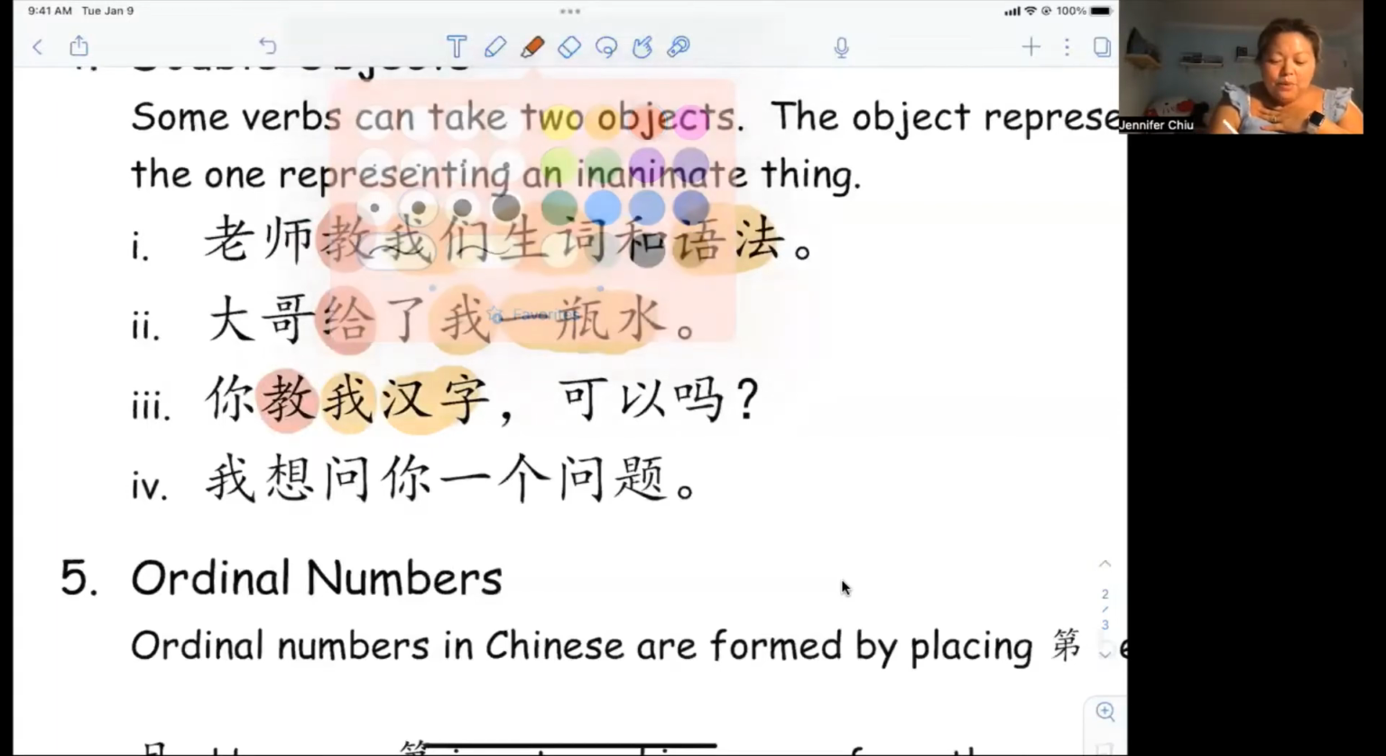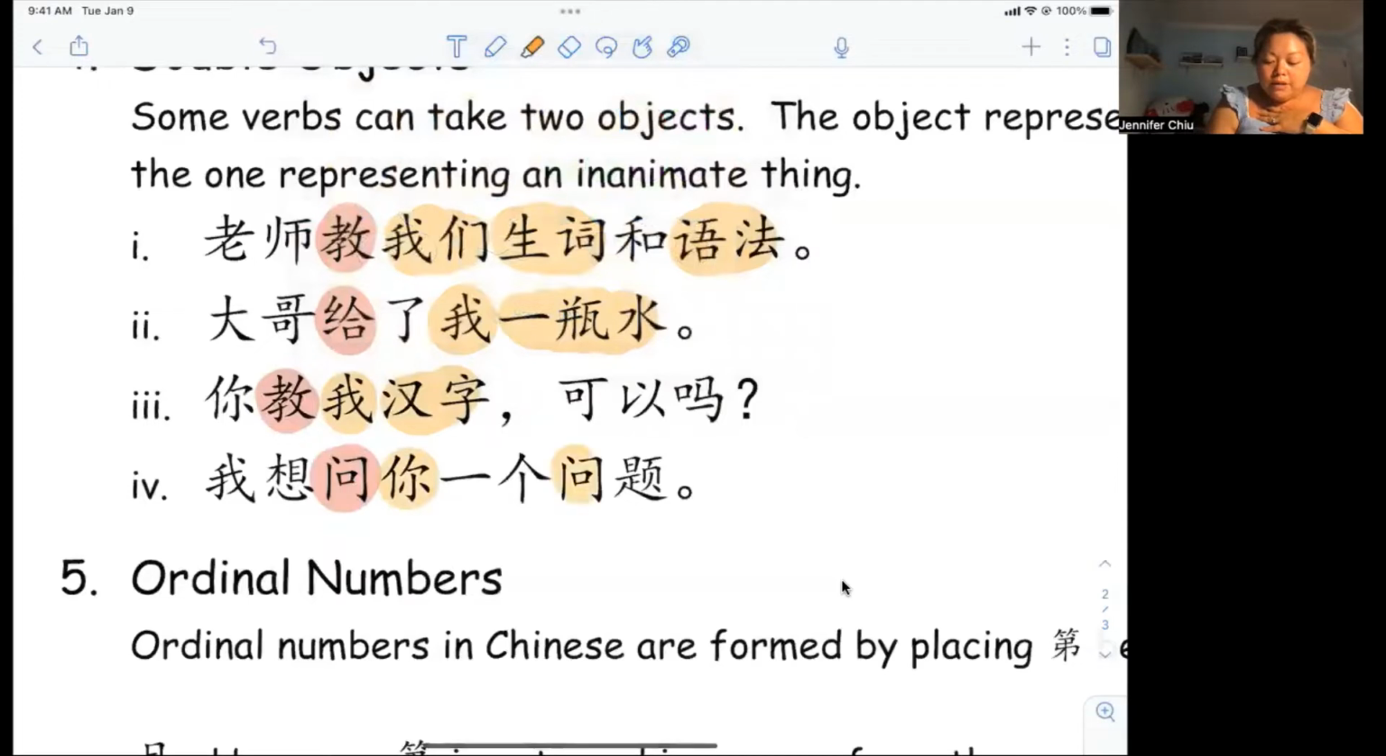All right, next. 我想问你一个问题. 问 is your verb. Who and what are you asking? Who are you asking? What are you asking? Right? 问你一个问题. Okay? All right.